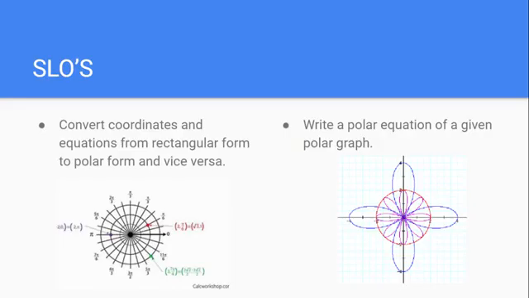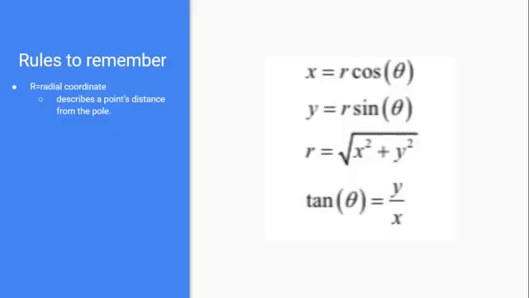Today we're going to go over how to convert coordinates and equations from rectangular form to polar form and vice versa, and how to write a polar equation of a given polar graph. So first we're going to start with polar coordinates. We want to remember that r equals our radial coordinate, which is the point's distance from the pole. And then we also want to remember our main rules, which are right here.